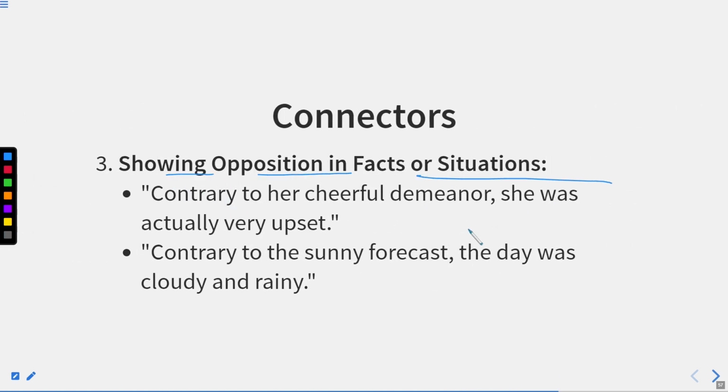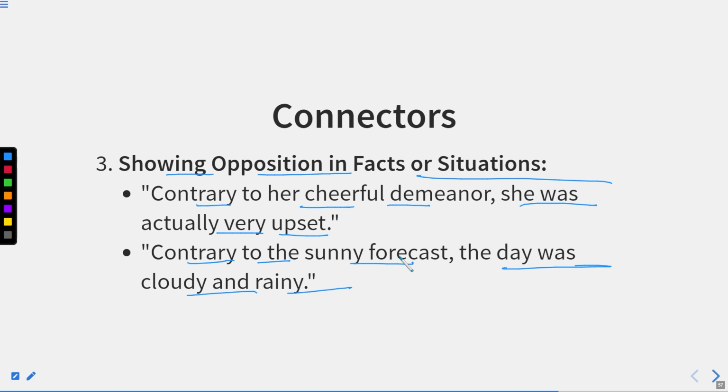Showing opposition in facts or situations. Contrary to her cheerful demeanor, she was actually very upset. Contrary to the sunny forecast, the day was cloudy and rainy. Okay, so contrary to sunny forecast, it means sunny forecast and something opposite happened to it, that the day was cloudy and rainy.